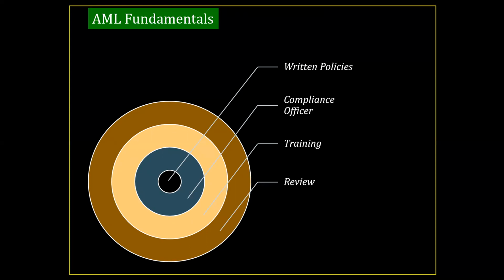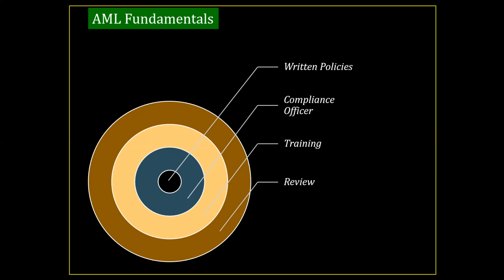So these are the four fundamentals of AML, that include written policies, compliance officer, training, and review. They tell that the company should write their policies very clearly, and they should ensure that the policies are clear to everyone. The policies should be written for everyone, that includes staff, executives, and the people at the higher level.